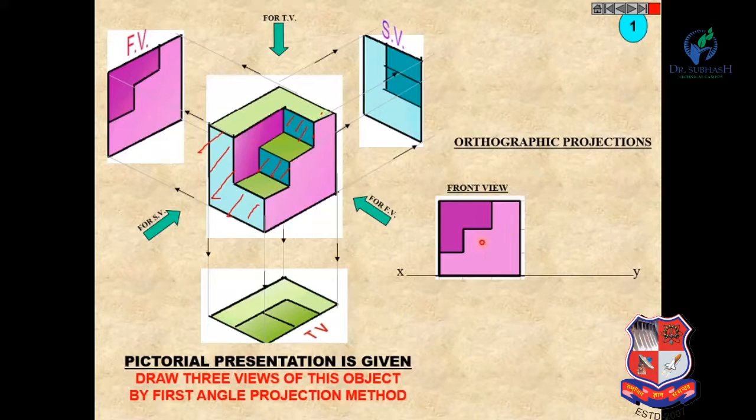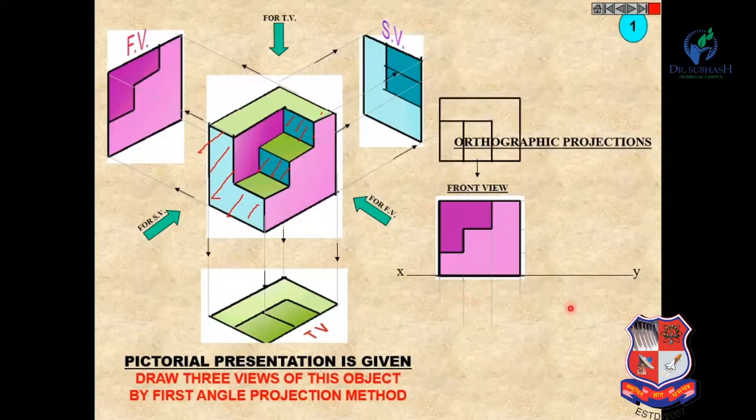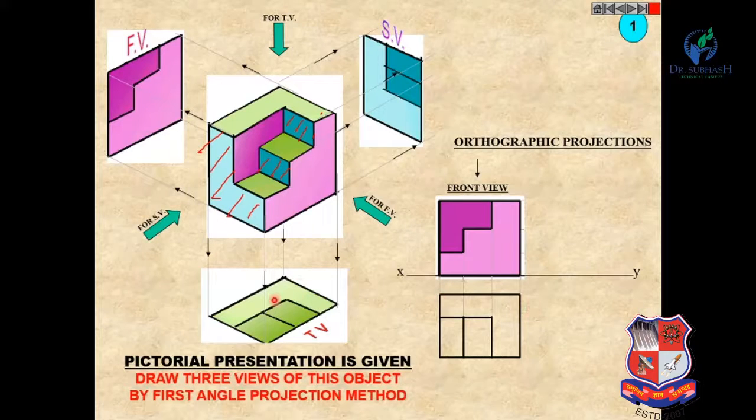Now the top view is below the XY line. So draw the projections from this front view, and accordingly draw its top view. Looking from the top, we have to draw the projections from here. You can see these are the different projections, and accordingly draw its top view. You can see this is the top view, right?